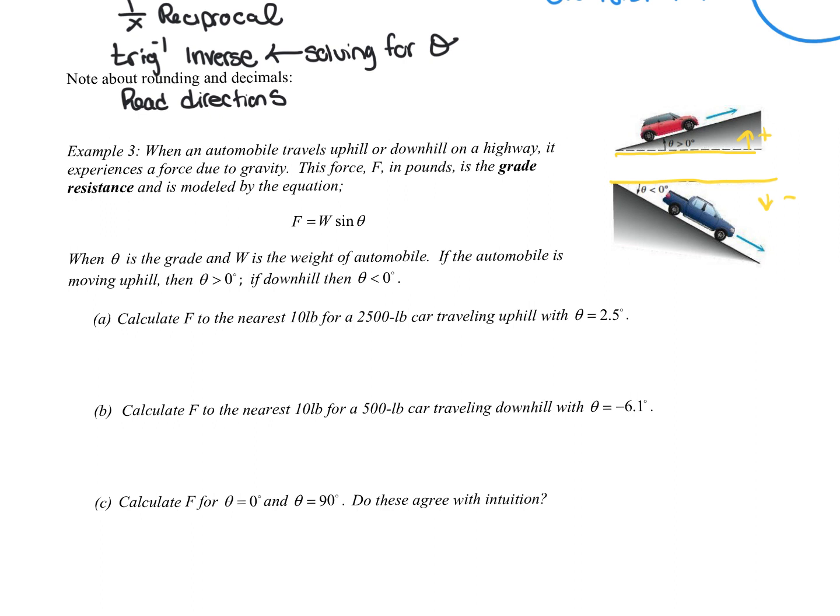Calculate F, the force, to the nearest 10 pounds. So make sure you read 10 pound, for a 2,500 pound car traveling uphill at theta equals 2.5. So this is my W, and there's theta. So the formula says F equals W sine theta. F equals 2,500 sine of 2.5. Make sure you're still in degrees. You type in the calculator, but make sure you give out to the nearest 10 pound. So the nearest 10 pound is 110 pounds. Make sure that story problems have story answers and that you label them appropriately.